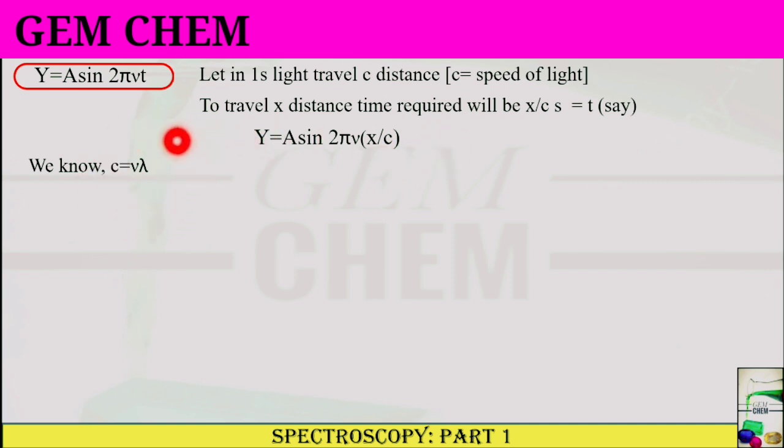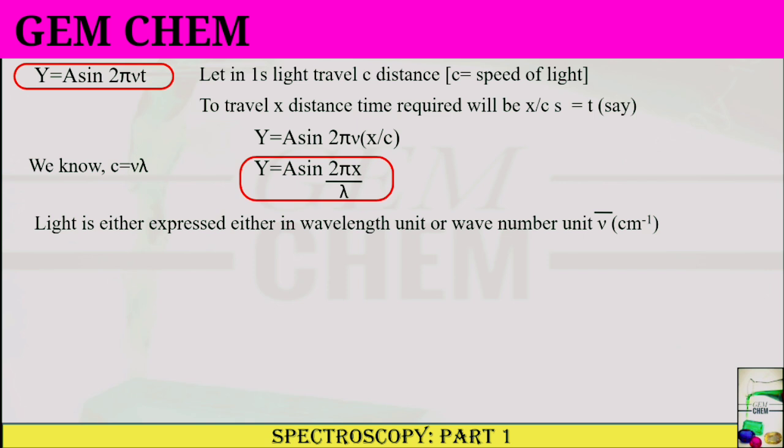and already this is known, c equals nu lambda, lambda is the wavelength, we get our new equation for the wave. Light is either expressed in wavelength unit or in wave number unit, that is nu bar. And what is wave number? It is 1 by lambda. So when nu bar is increasing, energy will increase. When lambda is increasing, energy is going to decrease.